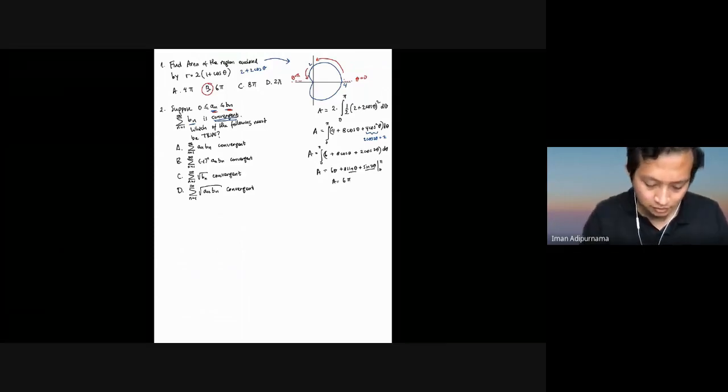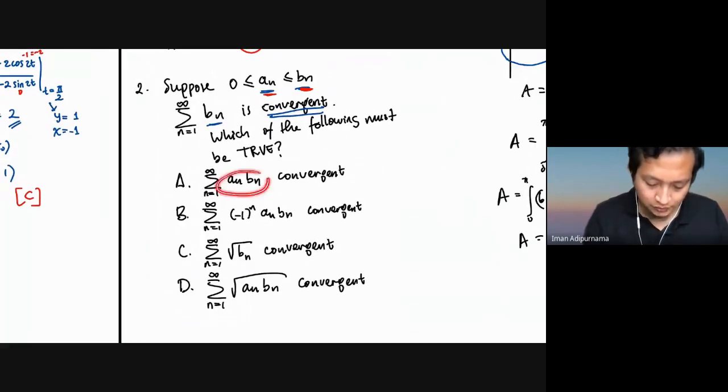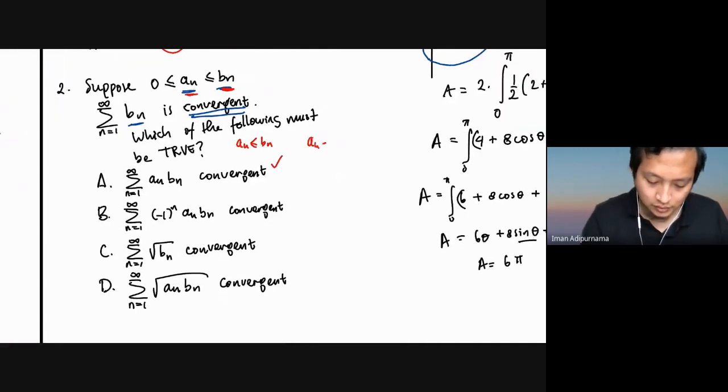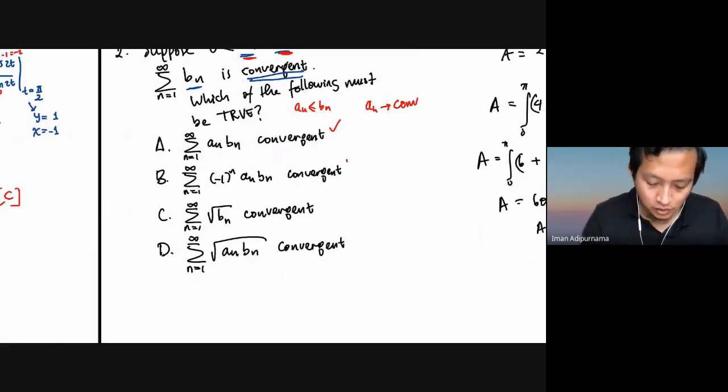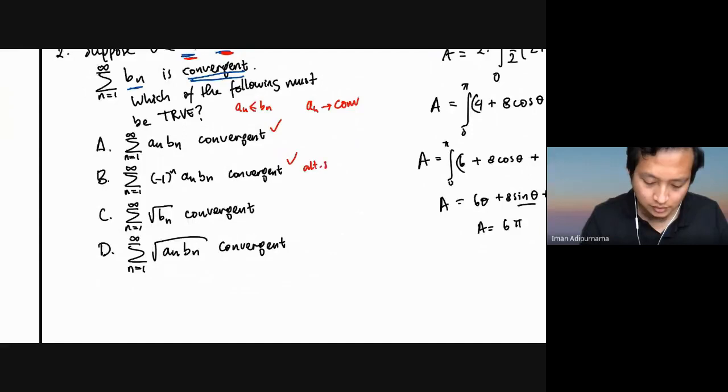So back to number 2, the second question. So an and bn is convergent, of course, right? So this is also true because an is less than bn. So an should be convergent, right? The second one is also true because it's an alternating series. So this also converges, right?